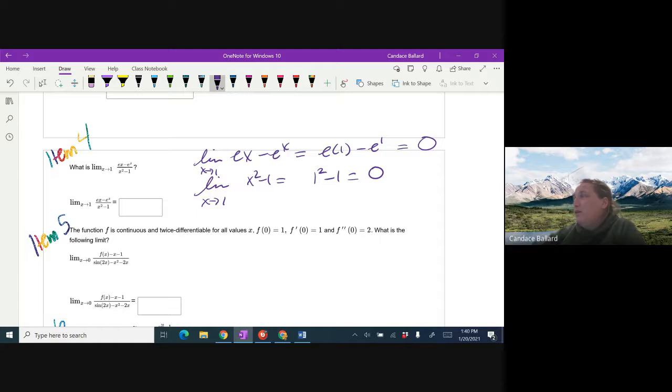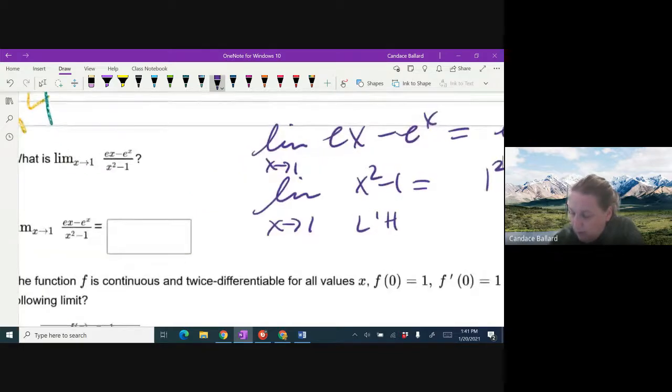All right, good old L'Hopital's rule. L'Hopital means derive the top, derive the bottom. Now I want you to notice something. It looks like a product rule, doesn't it? Look at this guy right here. I'm going to zoom. It looks product-y, doesn't it?